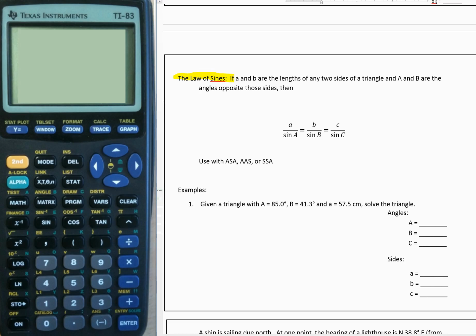This says, given a triangle with A equals 85 degrees, B equals 41.3 degrees, and little a being 57.5 centimeters, solve the triangle. First thing I always want you to do is draw a triangle and label angle A, with side a opposite it, angle B, with little b opposite, and angle C, with little c opposite. Okay, and label what you know.